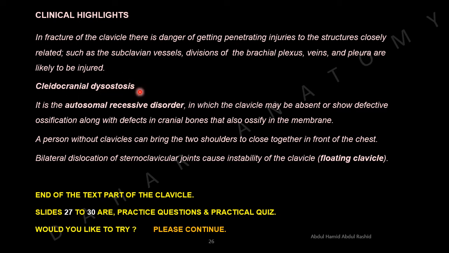Cleidocranial dysostosis. It is an autosomal recessive disorder in which the clavicle may be absent or show defective ossification, along with defects in cranial bones that also ossify in membrane. A person without clavicles can bring the two shoulders too close together in front of the chest. Bilateral dislocation of the sternoclavicular joints causes instability of the clavicle and is called floating clavicles.